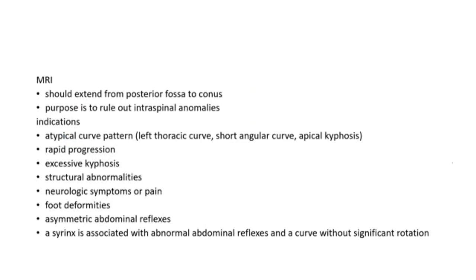What are the indications of MRI? You don't need MRI for everyone. You need it if there is an atypical curve pattern, for fear that there is some significant neurological abnormality, rapid progression, excessive kyphosis, structural abnormalities in other parts of the body, foot deformities, asymmetric abdominal reflexes for fear of syringomyelia, and these are the indications of MRI. And it should extend from the posterior fossa to the conus.